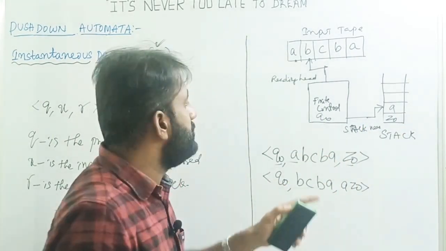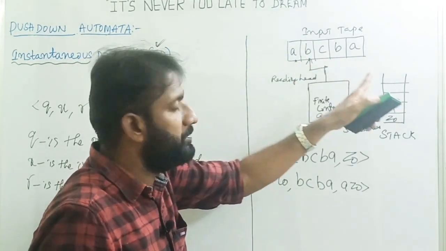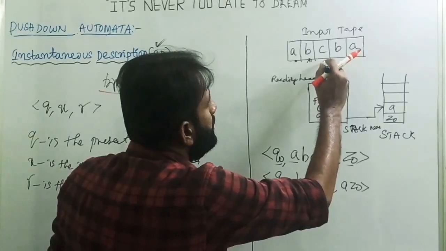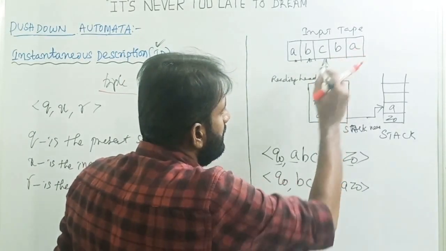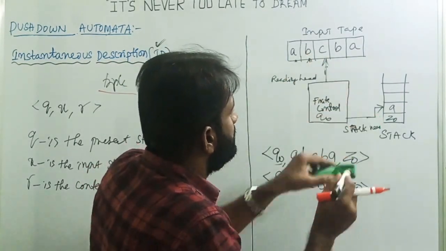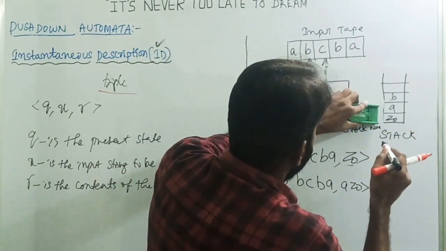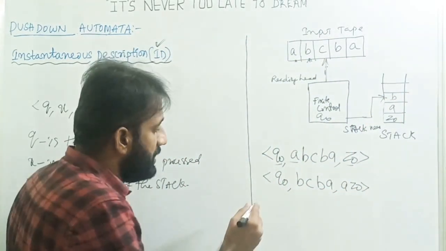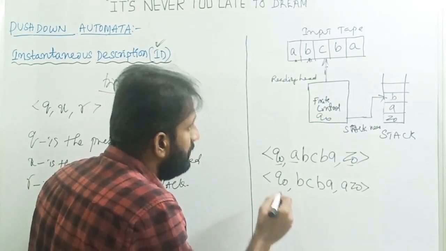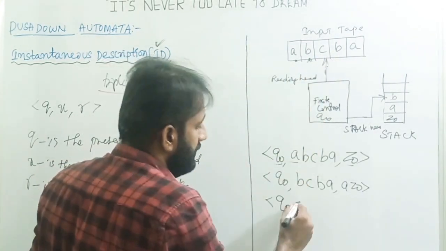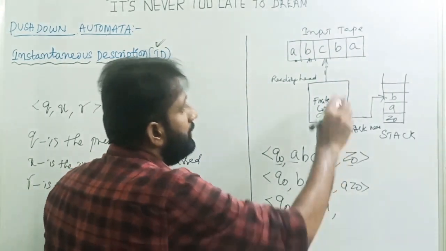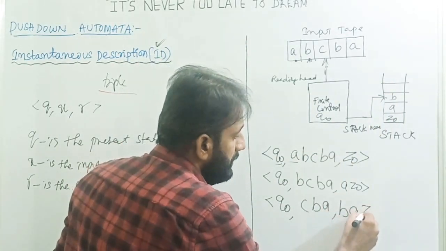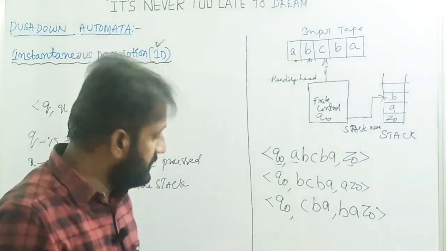For example, there is a transition: Q0 with input symbol B and top of the stack A. I am going to push B onto the stack and remain in the same state. Now the reading head is pointing to the C and we are pushing B onto the stack. So now the stack head points to B. So the idea of this transition is Q0, the input string to be processed is C, B, A, and the content of the stack from top to bottom is B, A, Z0. This is the present configuration.